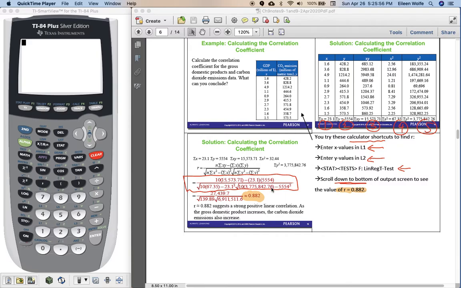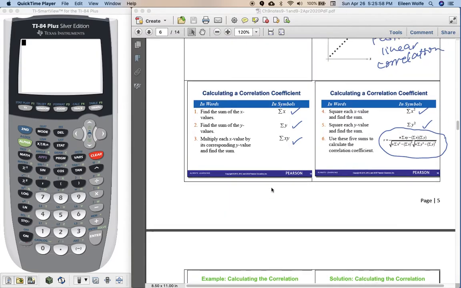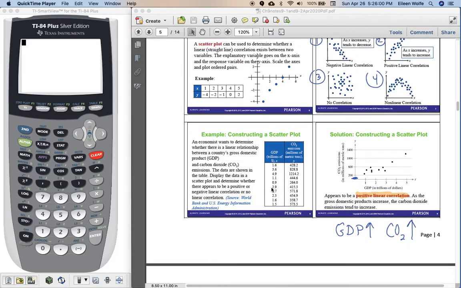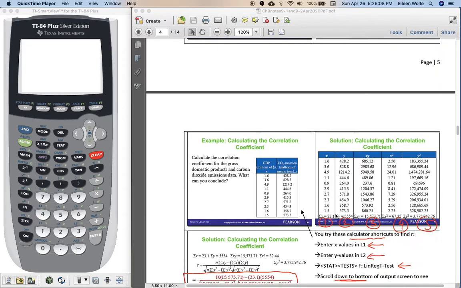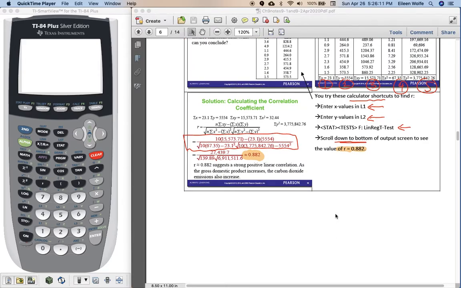Anyway, notice that the scatter plot we made over here for GDP and CO2 emissions, we described it as positive. It looks pretty strong and positive. So now here on page 6, we have the actual correlation quantified as 0.882. As you can see on this page, that would be a lot of math. So I'm going to show you the stat shortcuts right here.